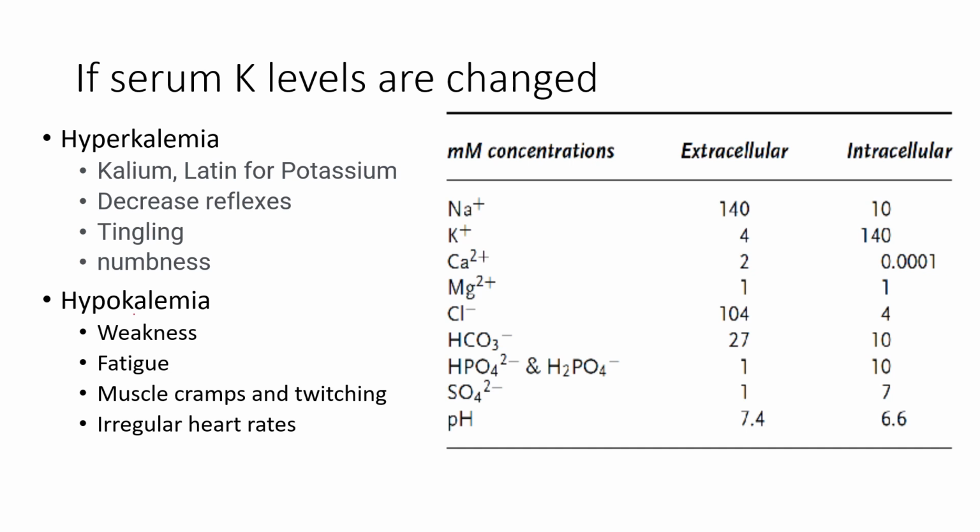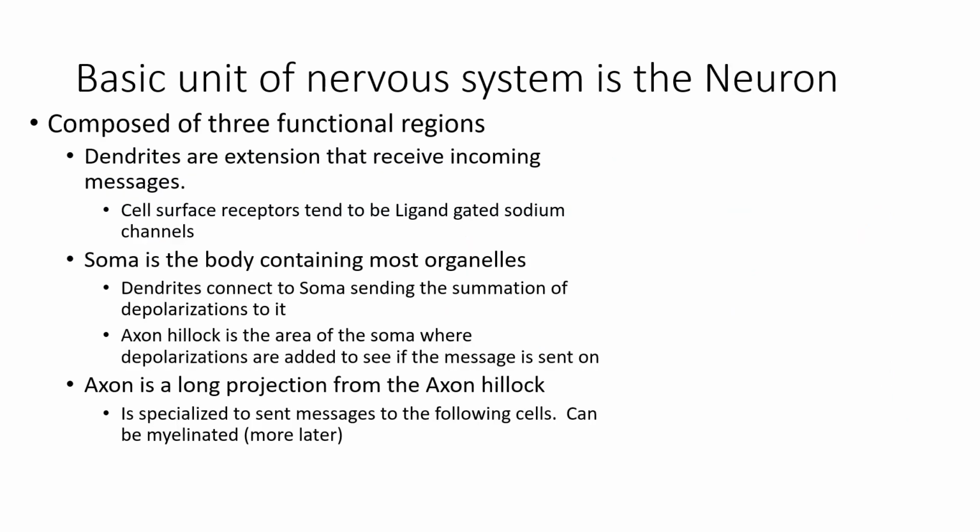Hypokalemia, kalium is potassium in Latin, will actually lead to weakness, fatigue, muscle cramps, and twitching. Again, if this is low, when you're looking at this, you're actually looking at the serum, so it's extracellular. If this is low, potassium will be able to leave quicker, and things aren't necessarily going to act the right way. And when you're trying to reset it, it will actually be harder. And so these ion concentrations will cause effects on the systemic level.